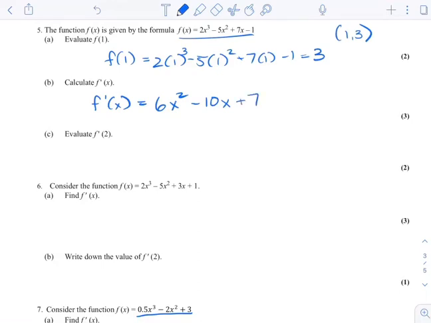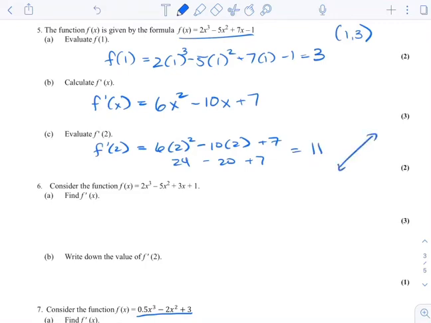So that's our derivative. If we want to know what is our derivative evaluated at 2, that's just saying what is the slope of our function when x is equal to 2. So I'm going to substitute 2 into our equation. Then we can take out our calculator and solve it. We're going to get 24, take away 20, plus 7 is equal to 11. So that's a positive slope, so it's going up to the right pretty steeply.